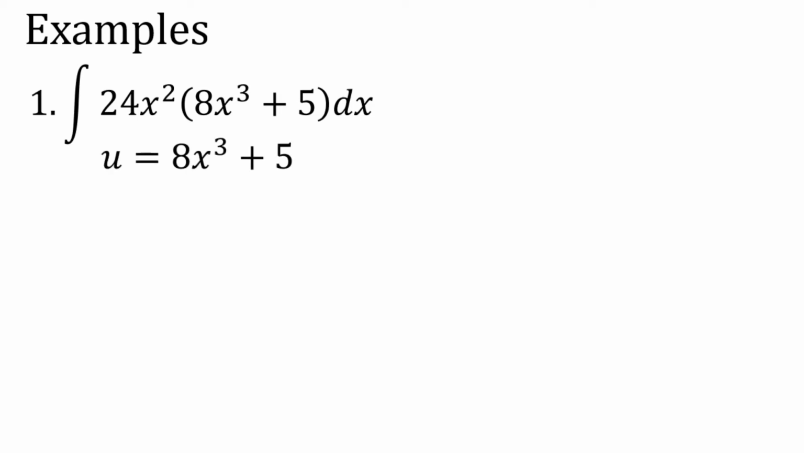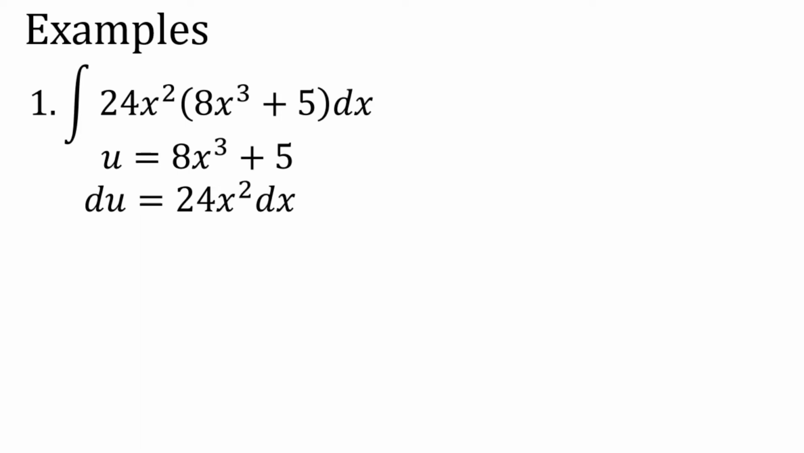So the first thing that we have to do is to represent u. Let u be 8x cubed plus 5. Then get the derivative, or du is 24x squared dx. Okay? So as you can see here, we have our u and then we have our du. Our du is 24x squared dx, and we have here 24x squared dx.